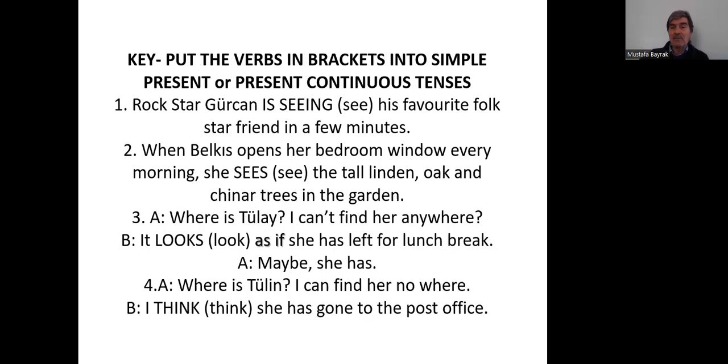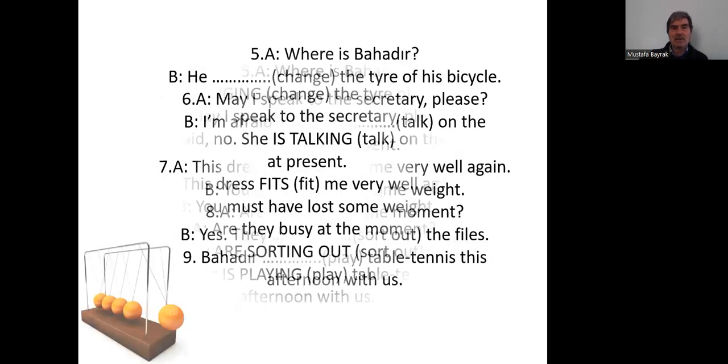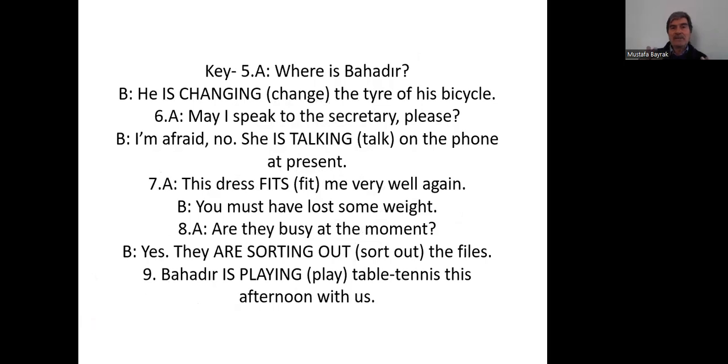Where is Tulin? I can find her nowhere. I think she has gone to the post office. Yes. This is the state of my mind. Where is Bahadur? He is changing the tire of his bicycle. Yes. He is changing the tire of his bicycle.